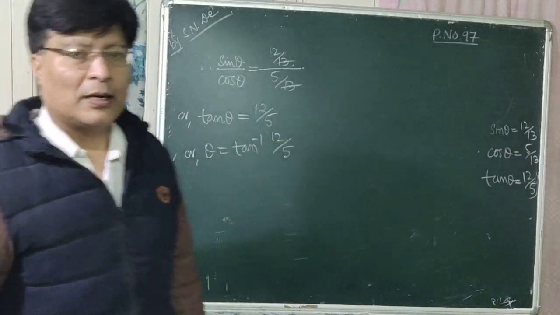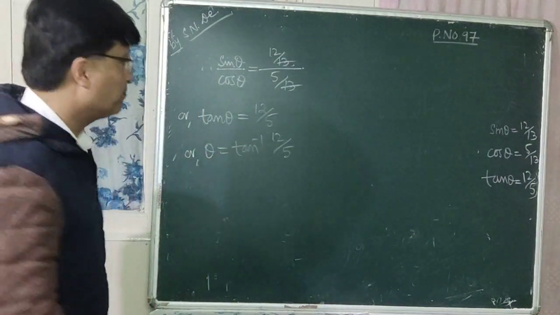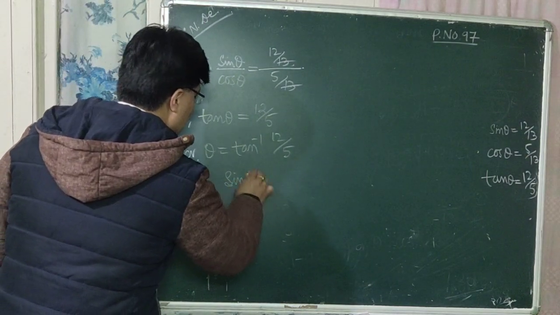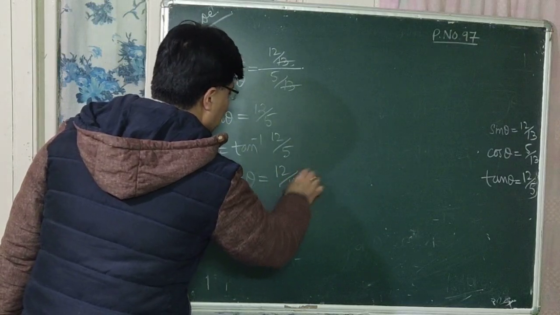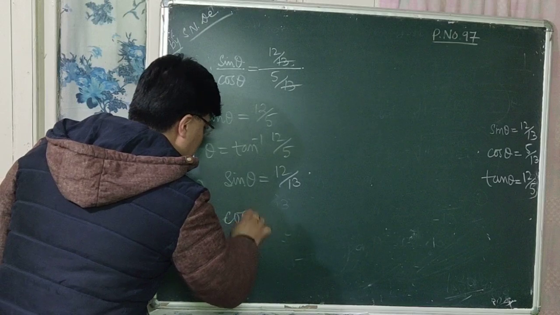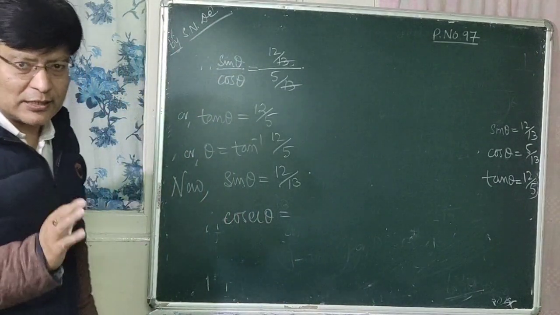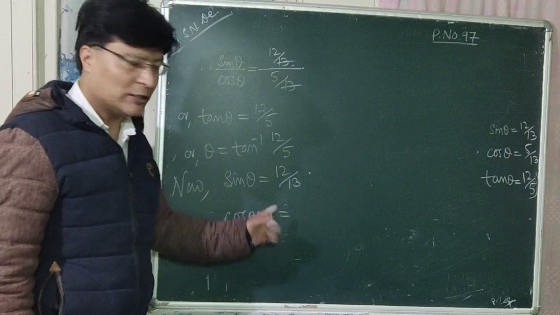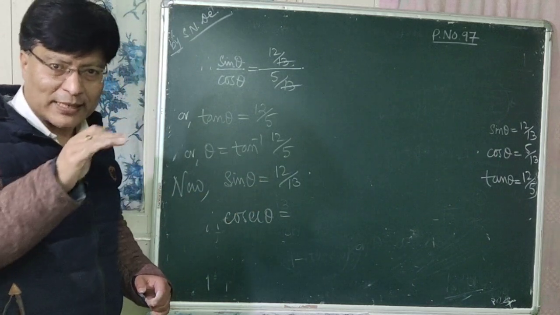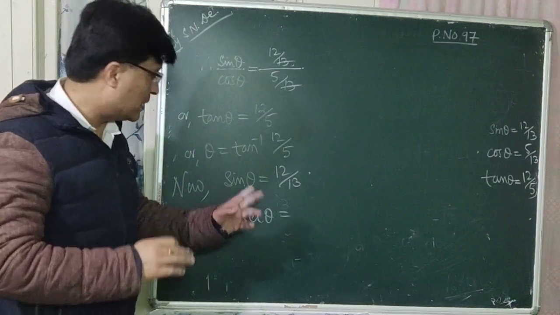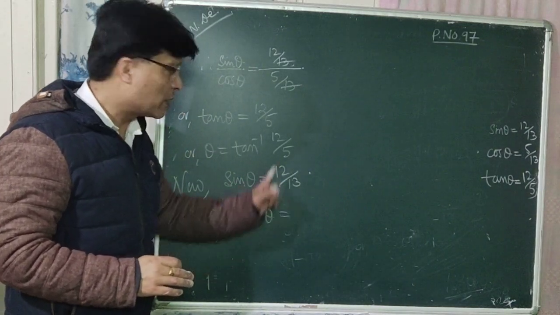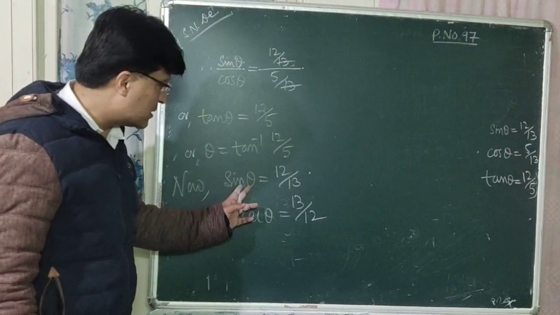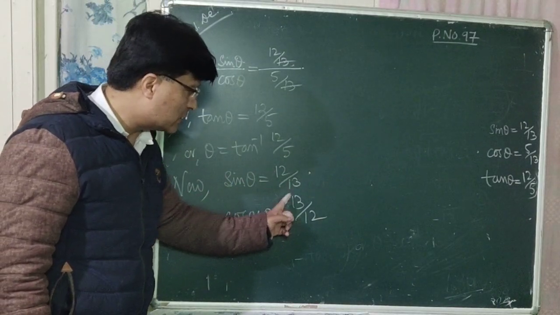Okay? So now let us convert sin theta into cosec theta. Sin theta is equal to 12 by 13. Therefore, what is cosec theta? Cosec theta is just the opposite function of sin theta. You have to make it upside down. That is, cosec theta is equal to 1 by sin theta. So 1 by 12 by 13, what does it become? 13 by 12, you know that, isn't it? If the value of sin theta is 12 by 13, then the value of cosec theta is 13 by 12.